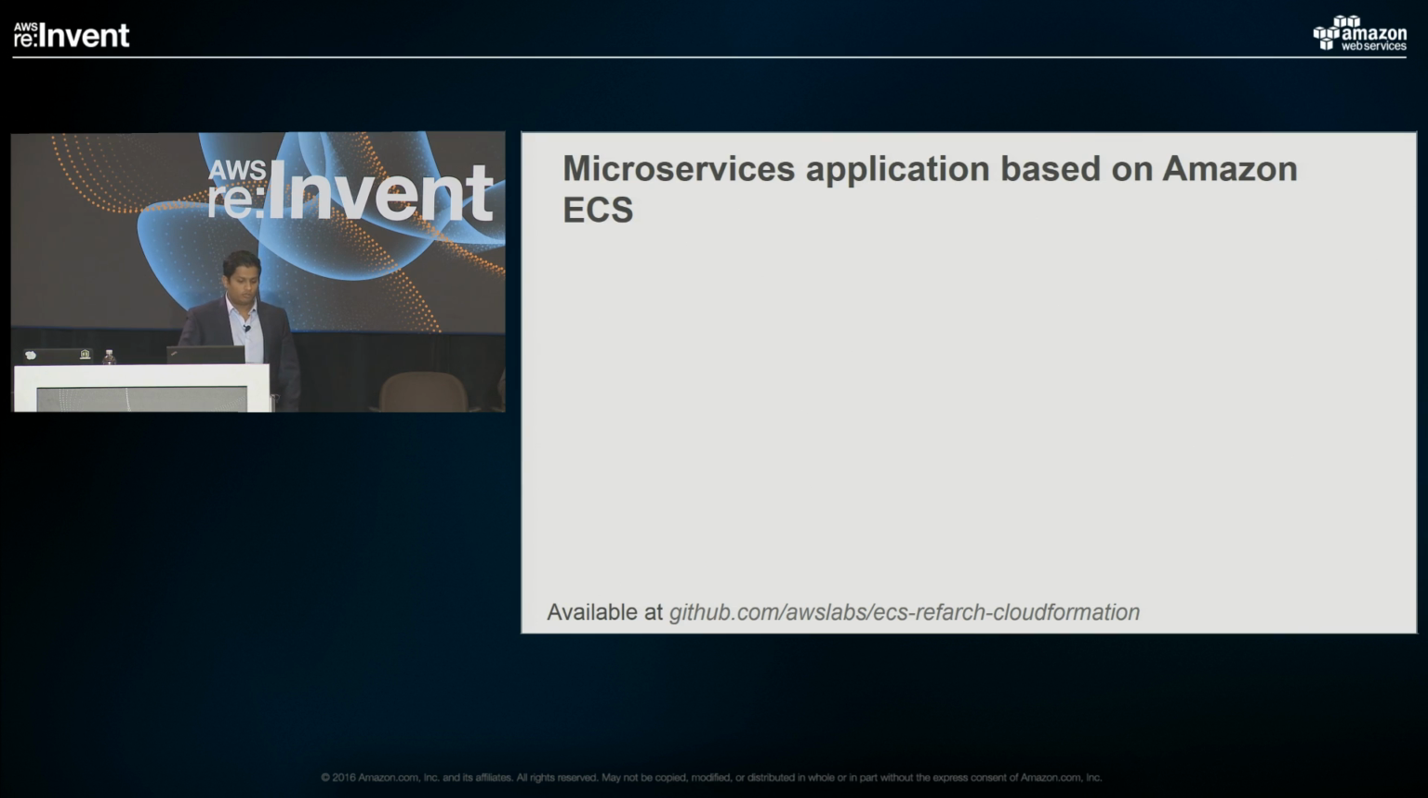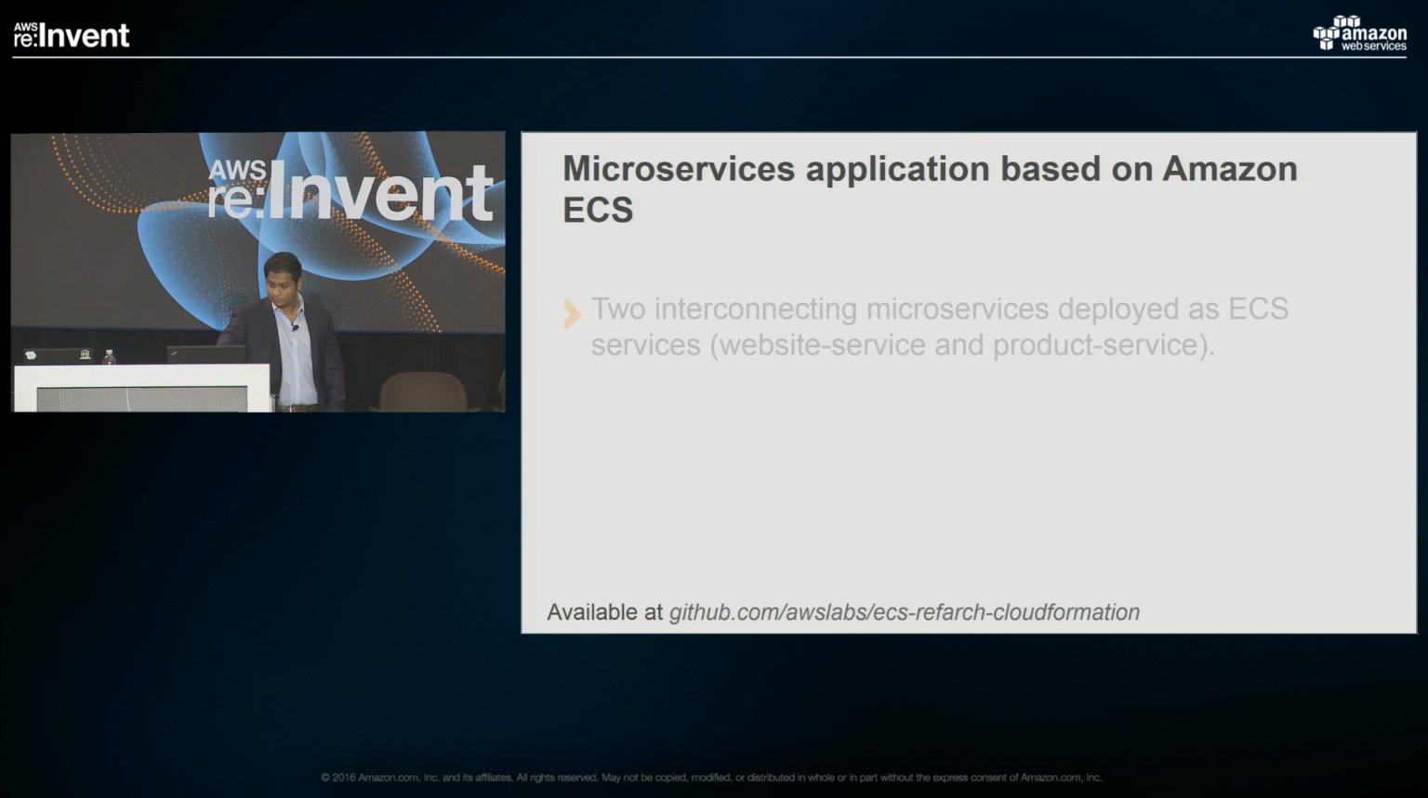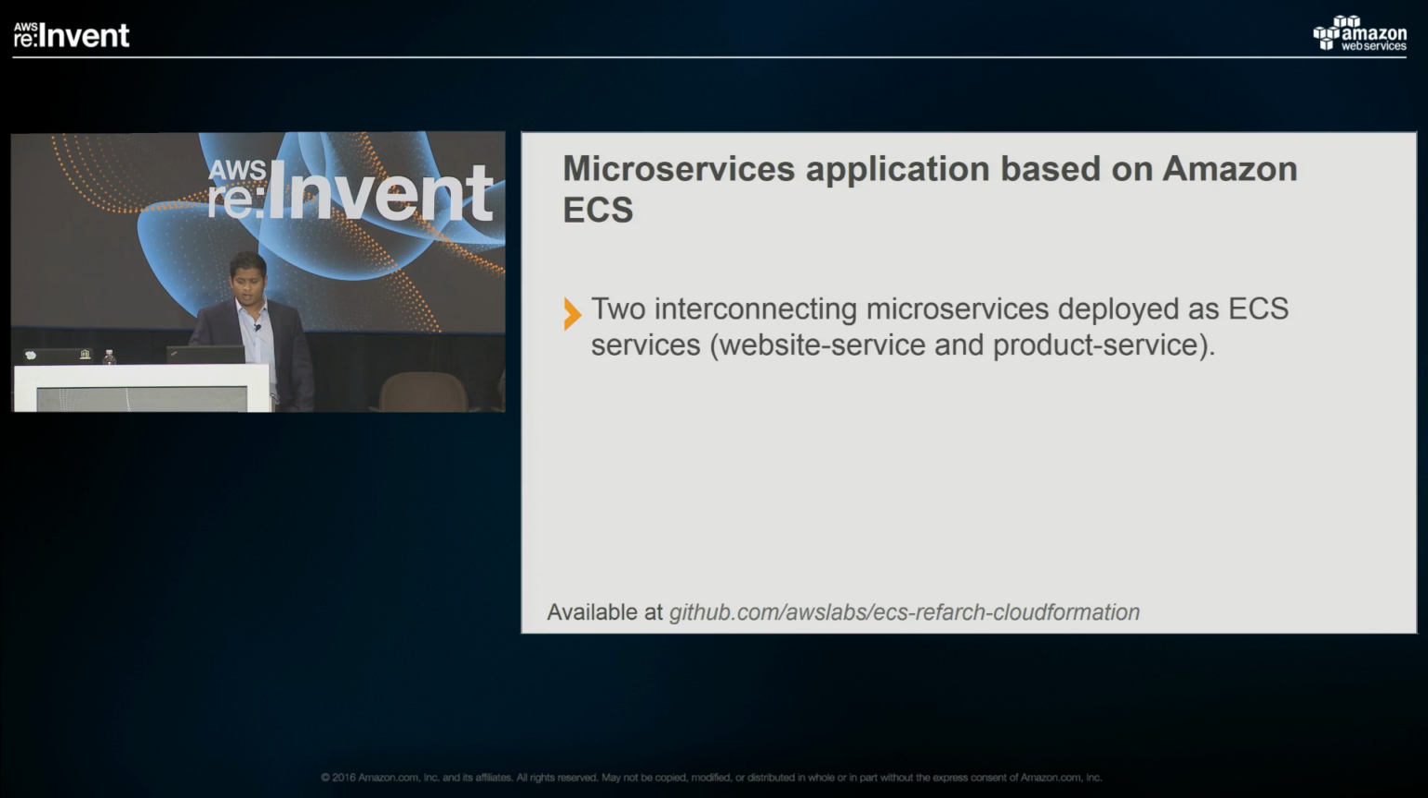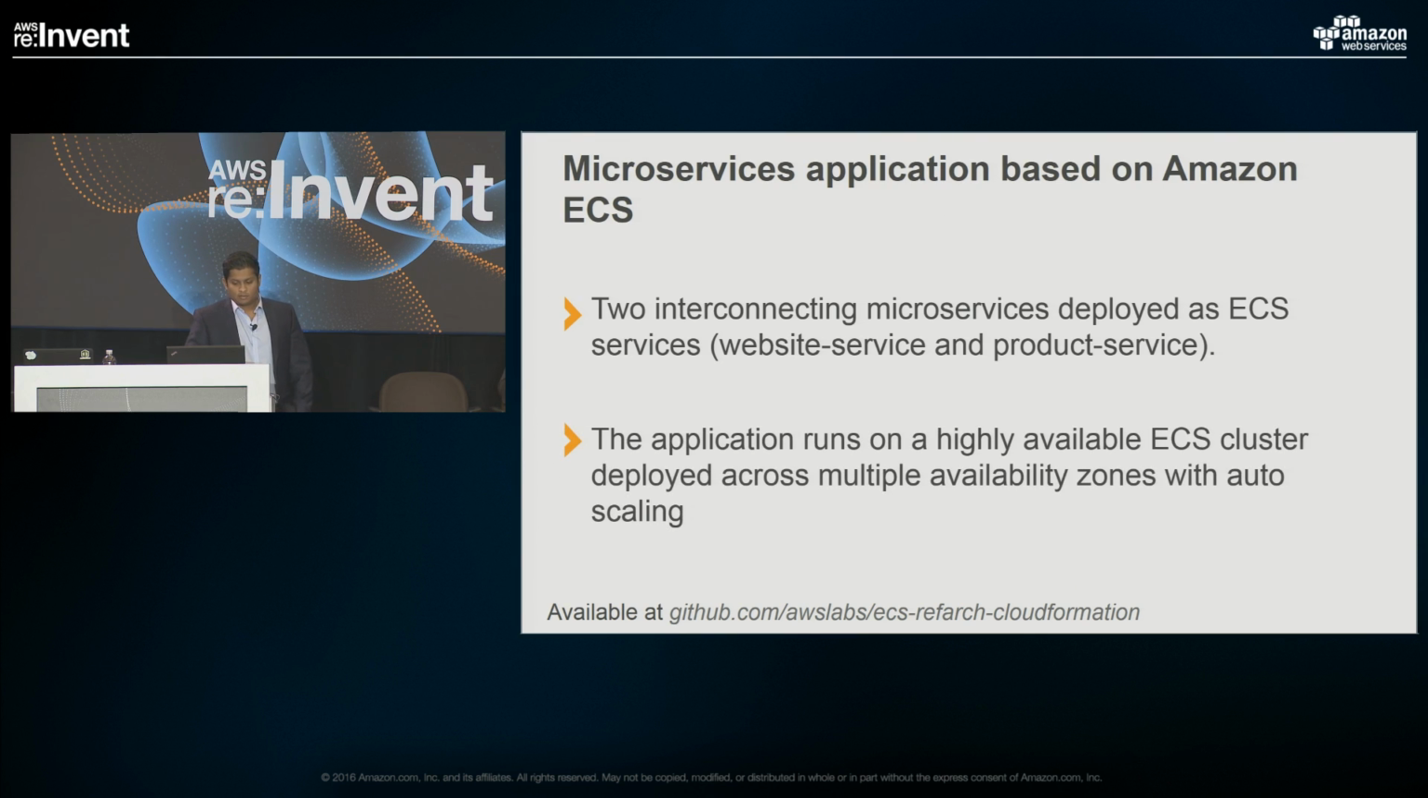The application we've chosen to talk about is available on GitHub at AWS Labs, ecs-refarch-cloudformation. It consists of two interconnecting microservices deployed as ECS services, a very simple app: a front-end service and a back-end service. The application runs on a highly available ECS cluster deployed across availability zones with auto-scaling. So it's a nice package of different AWS services, and let's look at that architecture and deconstruct it.